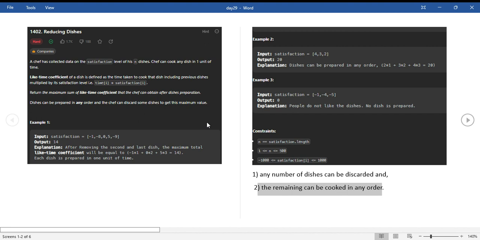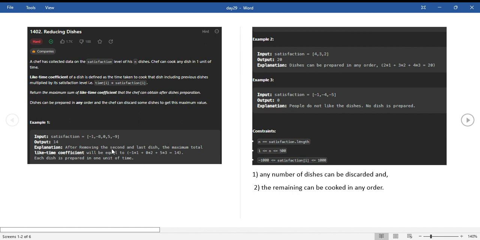For example, let us take the case of the first example. If I sort it, here is how it will look. Just imagine in yourself, first minus 9 will come, minus 8 will come, minus 1 will come, then 0 and then 5. They are trying to take the answer after removing the second and last dishes, which are minus 8 and minus 9. We will try to see how this can be achieved using programming.